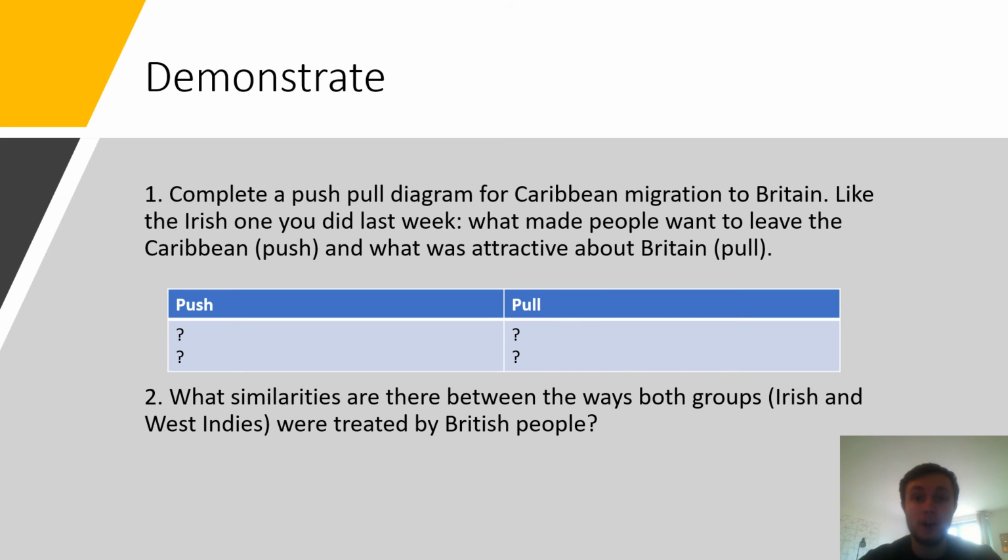So our demonstrate task, the first half of it. Could you complete another push and pull diagram, but this time for the Caribbean migration? So I'd probably get at least 2 on each side if you can. What pushed people out of the Caribbean to come to Britain, but also what was attractive about Britain, what drew them there. And then I'd like you to compare what similarities are there between the ways both groups, those from Ireland and those from the Caribbean, were treated by the British people. So maybe look back at the Irish lesson if you need to, and compare the 2 for similarities.